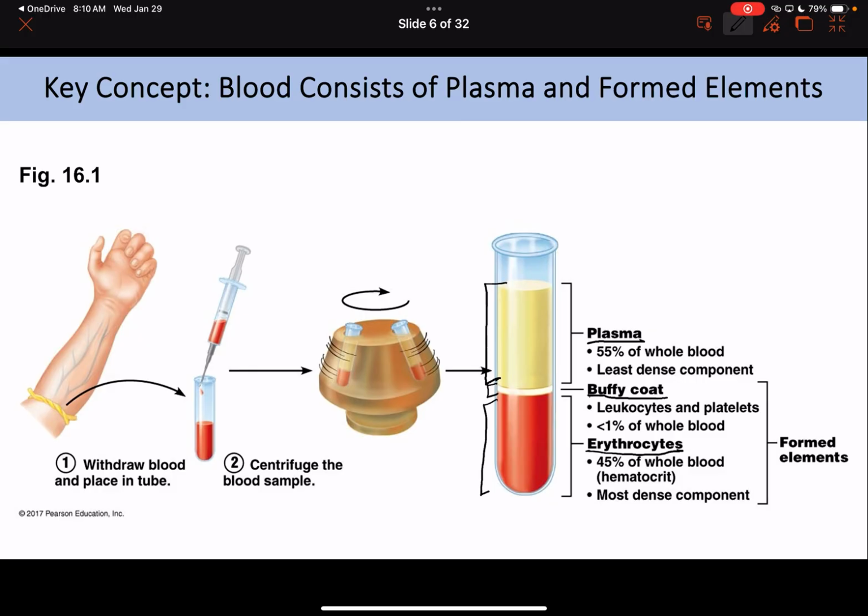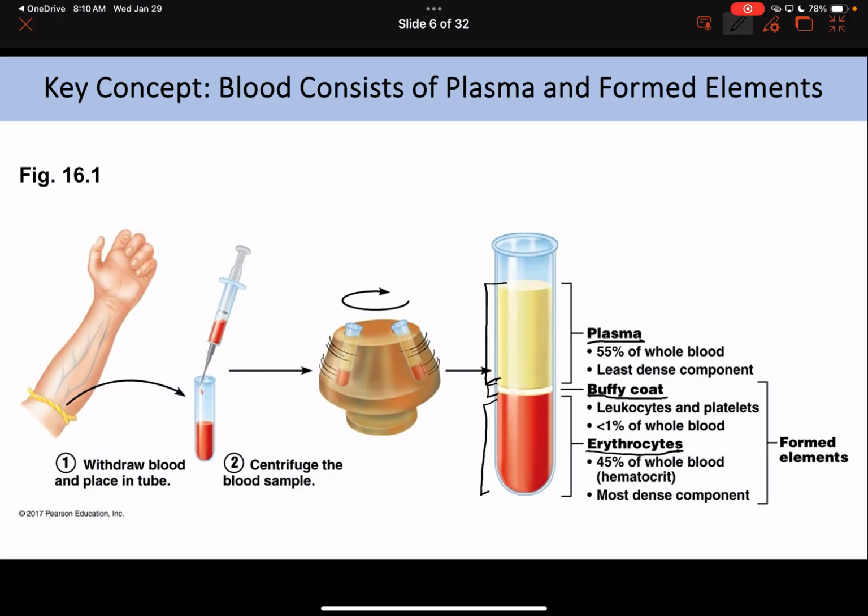Our plasma is mostly fluid with some solutes. So that's the least dense, and it's going to be at the top of those layers. So within your notes, it describes those three components of blood. So plasma is about 55% of our whole blood. Again, it's the least dense component, which is why it goes to the top when we spin it.